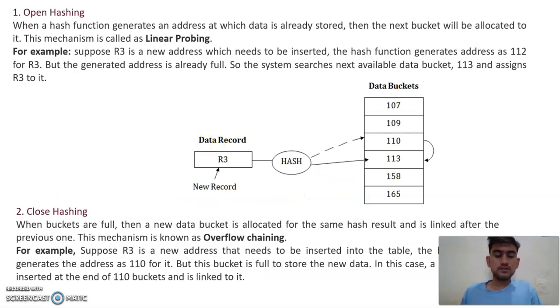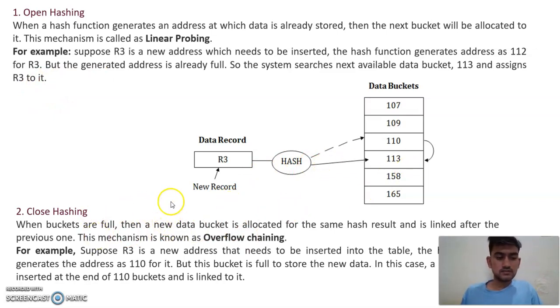So we were doing open hashing, no? For example, suppose R3 is a new address which needs to be stored. The function generates address 112 for R3, but the generated address is already full. So the system searches for the next available data bucket, 113, and assigns R3 to it. Now R3 will be stored in the address 113.